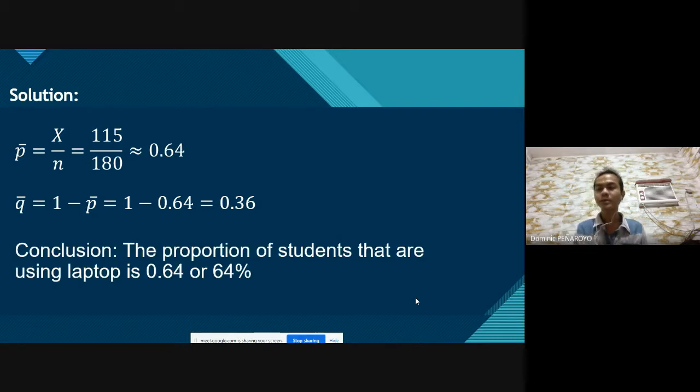So, conclusion, the proportion of students that are using laptop is 0.64 or 64%. As easy as that. So that's how you find the P bar and Q bar.